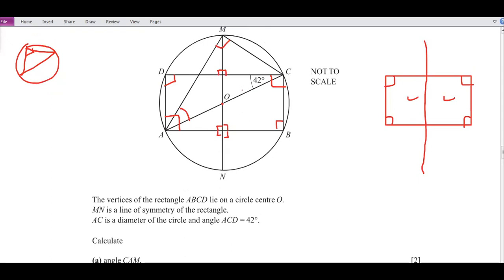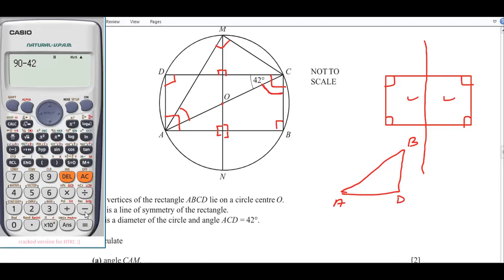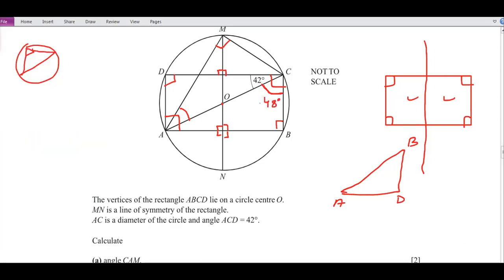CAM. Now for CAM, there can be different ways to find it. First, if you consider this triangle, this triangle is ADB. Now this is 42. We know this total is 90. Then what will this remaining be? 90 minus 42. Okay, this is 48. It means this angle is 48 degrees. We found this is 90. This is 48. Okay, now we have to find this one.